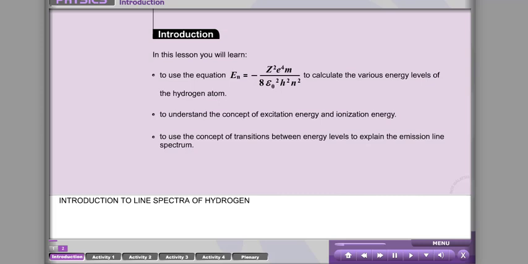Introduction to line spectra of hydrogen. In this lesson, you will learn to use the equation for En to calculate the various energy levels of the hydrogen atom, to understand the concept of excitation energy and ionization energy, and to use the concept of transitions between energy levels to explain the emission line spectrum.